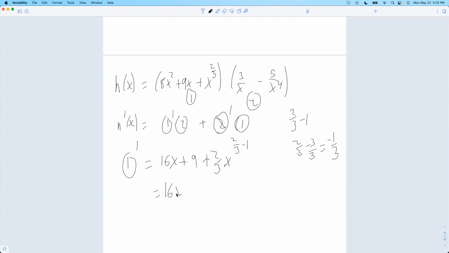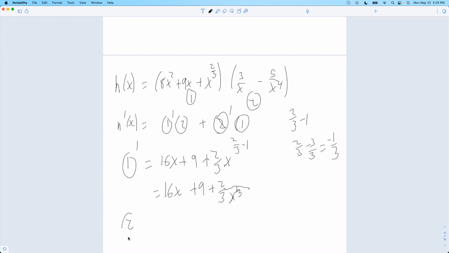So this would be 16x plus 9 plus 2/3. And I could write that as x to the negative 1/3. Or if I wanted, I could bring that x down into my denominator here and make that power a positive. Either way is fine. I'm going to write it like this, but it doesn't matter.